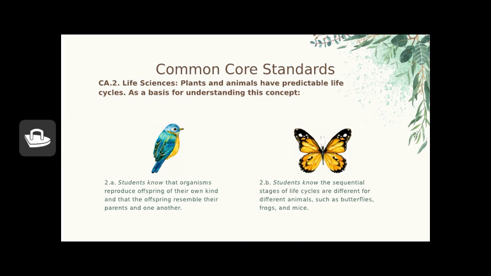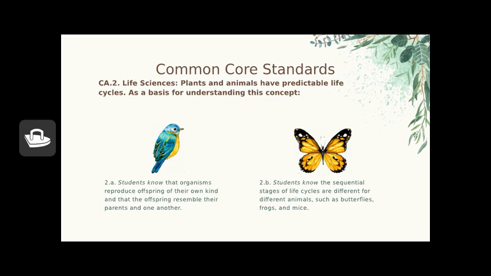The Common Core standards we chose for our mini unit was California Grade 2 Life Sciences. Plants and animals have predictable life cycles. As a basis for understanding this concept, students know that organisms reproduce offspring of their own kind and that the offspring resemble their parents and one another. Students also know the sequential stages of life cycles are different for different animals, such as butterflies, frogs, and mice. For our mini unit, we focus mostly on humans, butterflies, and frogs.